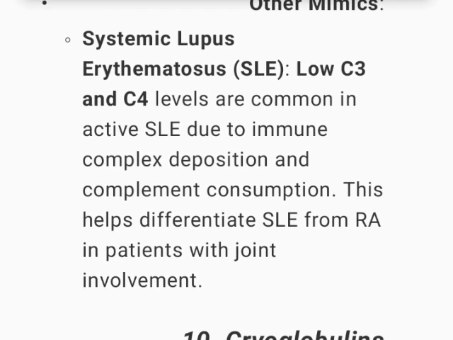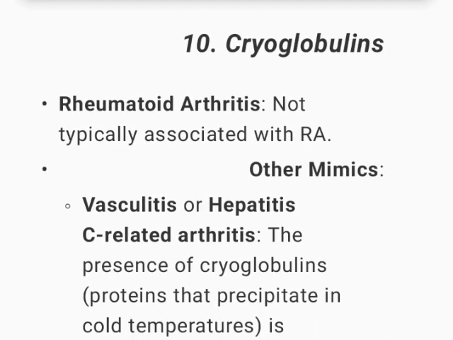10. Cryoglobulins, rheumatoid arthritis. Not typically associated with RA. Other mimics, vasculitis or hepatitis C-related arthritis. The presence of cryoglobulins, proteins that precipitate in cold temperatures, is associated with cryoglobulinemia, often linked to hepatitis C, and can help differentiate it from RA.